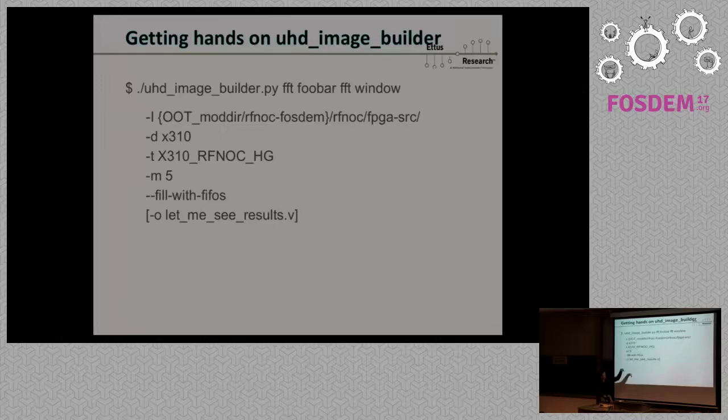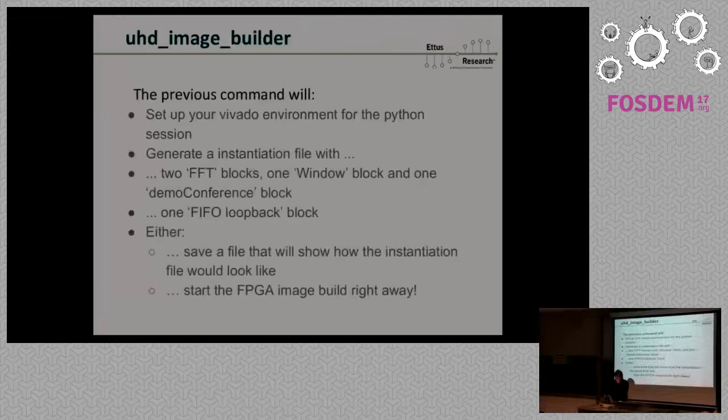So FFT and window are blocks that EDUS provides, so you don't really need to tell the script where they are located, but your RFT module actually is nowhere to be found. So you give that with dash I. You say that the device target, that is the X300, that is an EDUS device, dash T, RFNoC image, the amount of blocks that you want to have, if you want to fill it with FIFOs or not, doesn't matter. And it will do it for you, and you just have to wait about 1 or 2 hours when it's done, but it's okay.